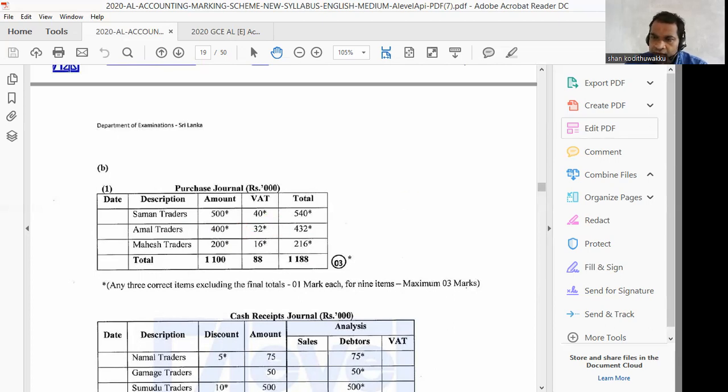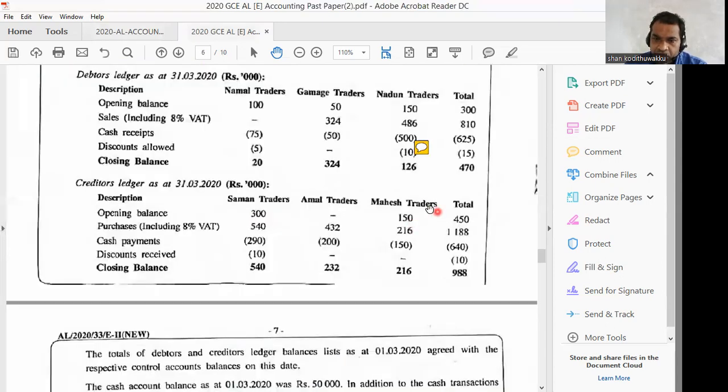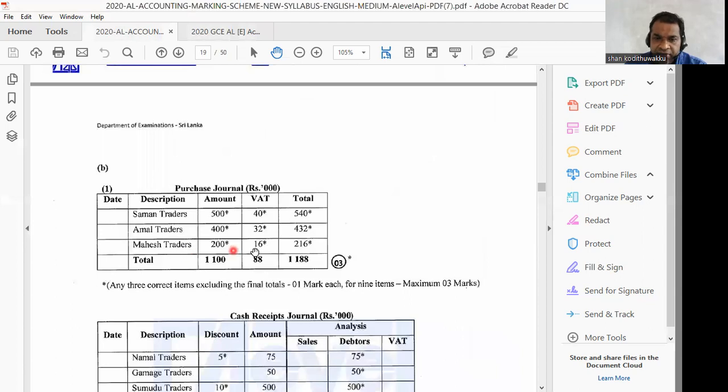Next, supplier Mahesh traders 216. 216 equal to 108, that is 100% net purchases plus VAT 8%. Then you divide 216 by 108, then multiply by 100, you get 200. Then again, if you divide by 108 and multiply by 10, it is equal to 16. That is VAT. Then you can mention Mahesh traders total 216, VAT 16 and 200 net purchase as well.